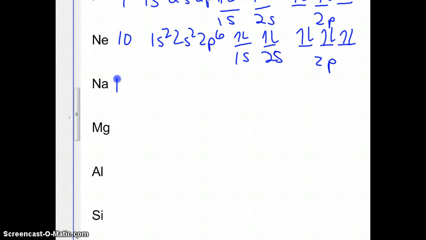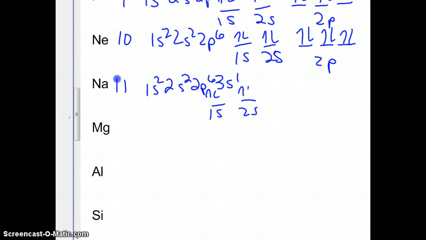Okay, so it has 11 electrons, 1s2, 2s2, 2p6. That is your first 10 electrons that we just did, and now add 3s1. Okay, now I need to do all the arrows. I'm going to come down here because I'm going to run out of room. 1s2, 2s2, 2p6, and then 3s1. Go ahead and do magnesium.